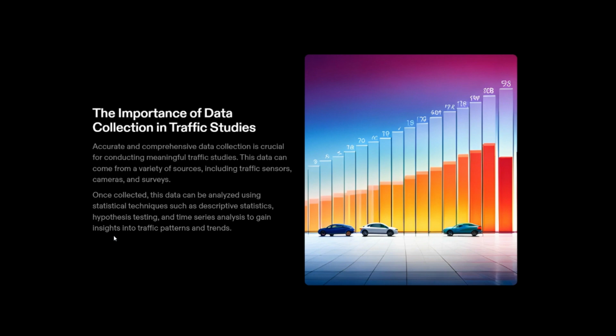And the second point is identifying problems. Data collection can help identify areas where traffic congestion is a problem, accident hotspots, and areas with high pedestrian or bicycle traffic. The third point is developing effective solutions. Data collection provides the foundation for developing effective solutions for traffic problems. For example, traffic engineers can use traffic volume data to determine the appropriate number of lanes of a roadway.